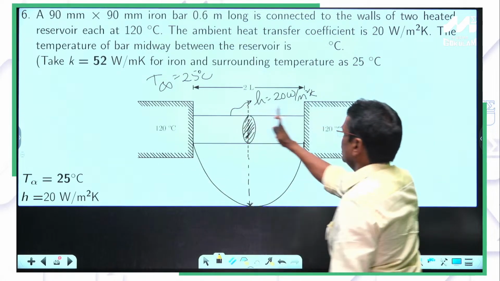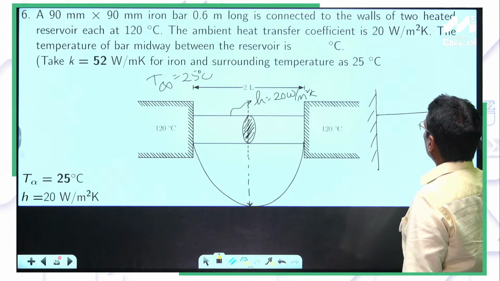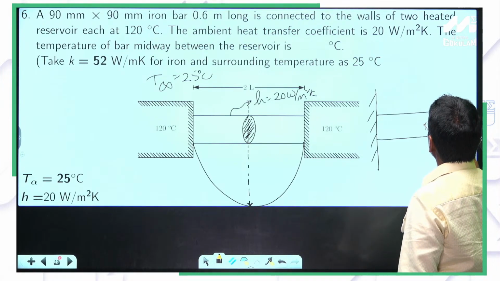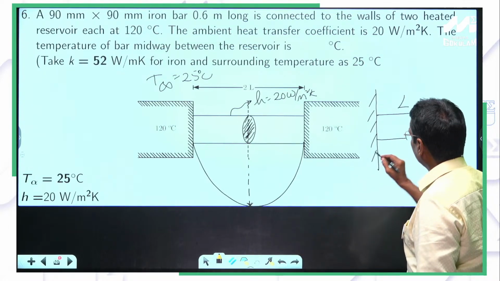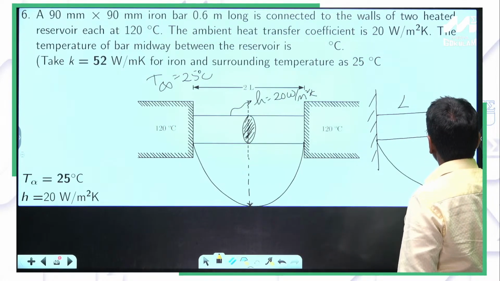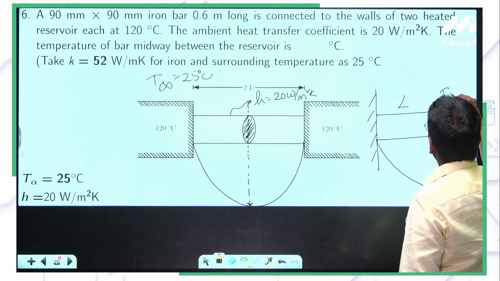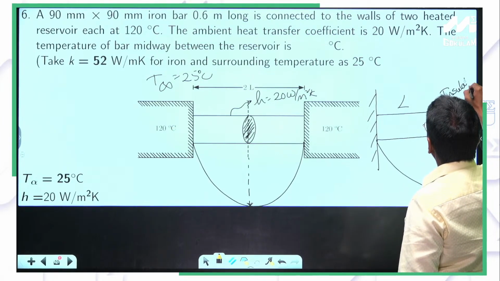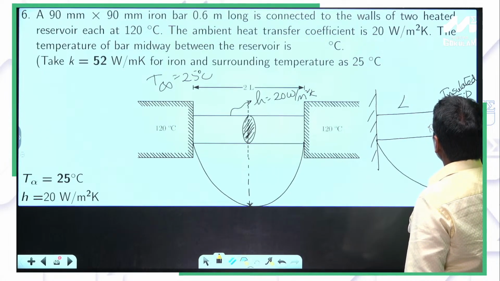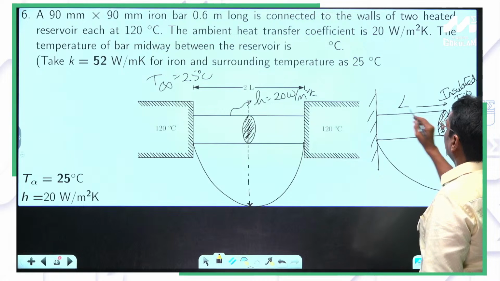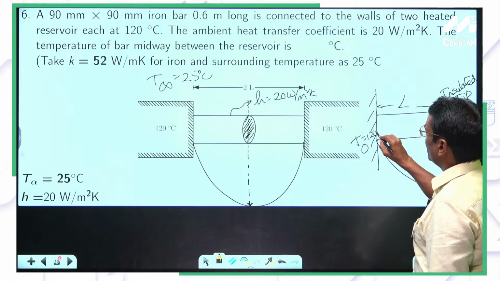Now if you just cut this portion and take it, instead of 2L, I can take it as the length here. The temperature drop will be like this. This can be taken as an insulated tip. For the insulated tip case, the length of the rod is only L. This is the base temperature T naught, 120.